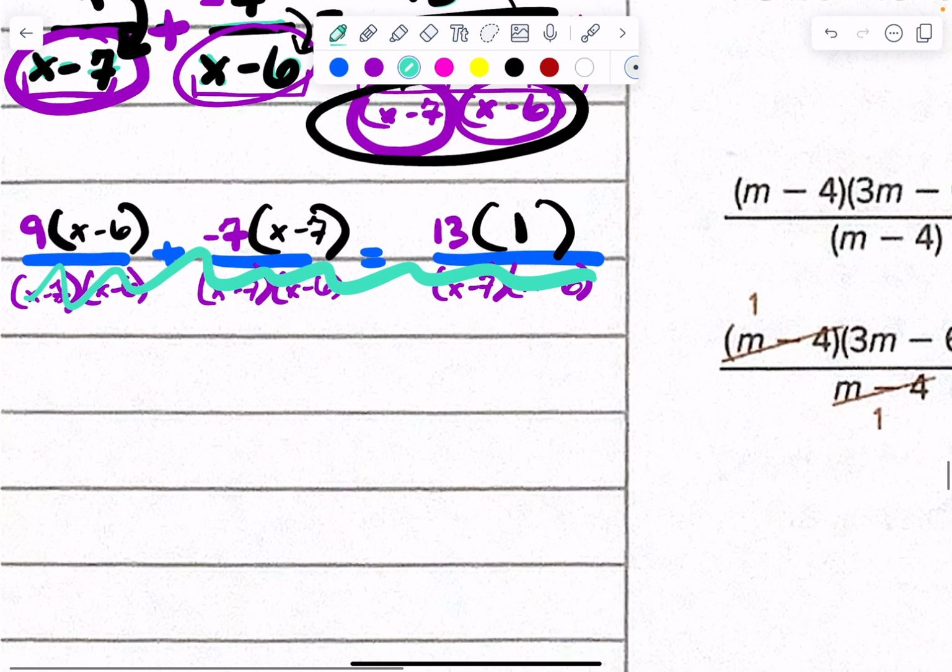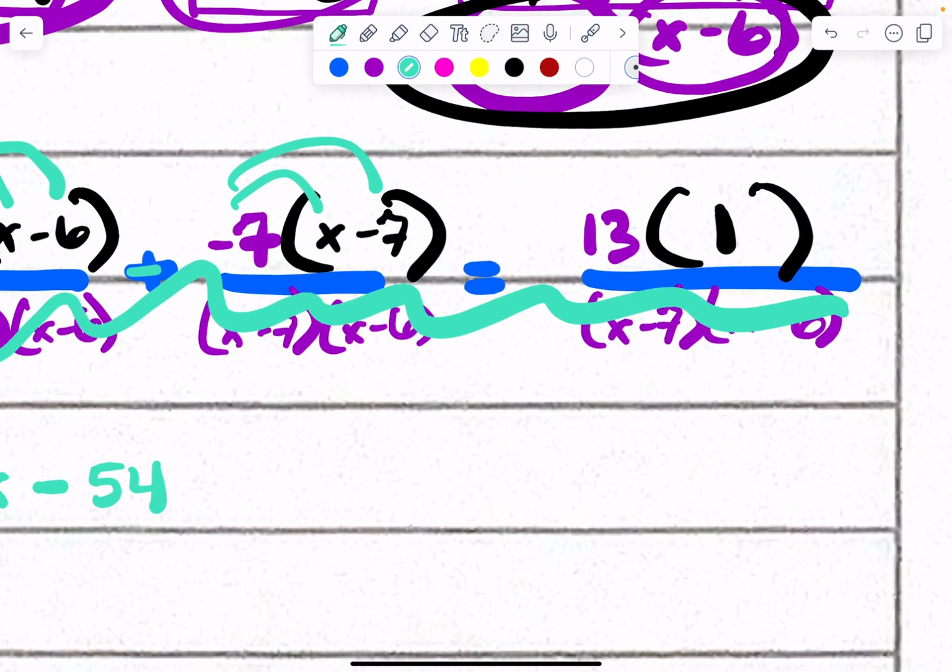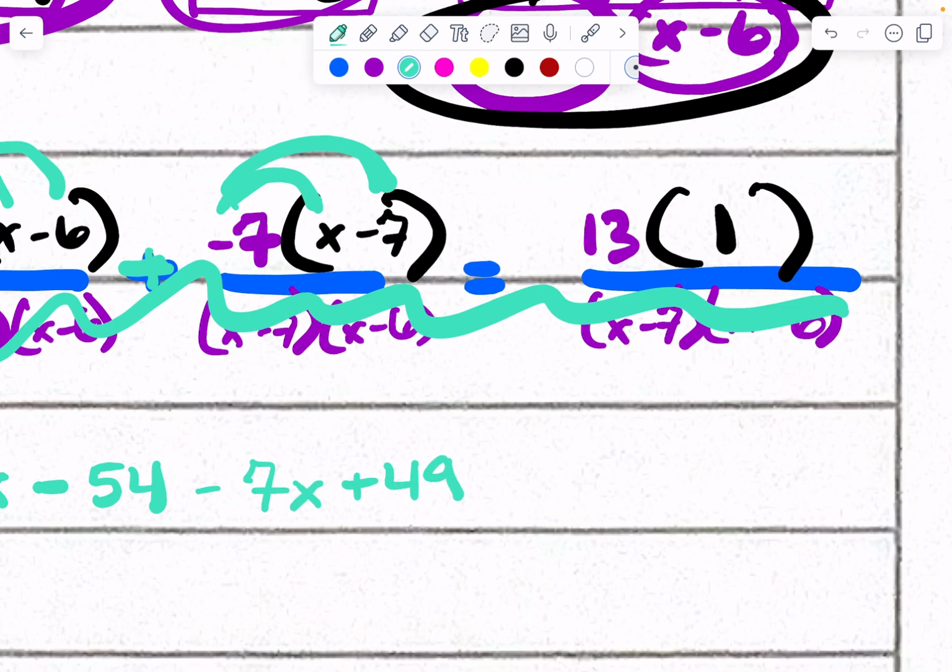And now I'm going to distribute. 9 times x is 9x minus, that becomes 54. Then I distribute my 7. Now, if I would not have changed this minus to a plus and put my minus here, I would forget to distribute the negative with the 7, right? That becomes negative 7x plus 49. So if I didn't put the negative up there, I would forget that this becomes a positive 49 instead of a negative 49. So you got to be really careful.